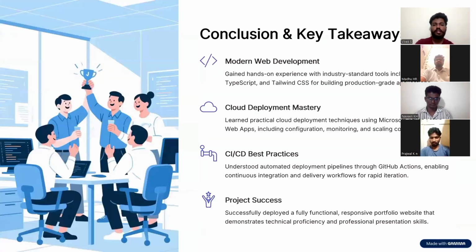Here, in conclusion and key takeaways, the first point is about modern web development. Throughout the development process, I gained strong hands-on experience using modern technologies such as Vite, React, TypeScript, and Tailwind CSS. These industry-standard tools help me build a fast, scalable, and professional-looking portfolio application. And the second point is about cloud deployment.